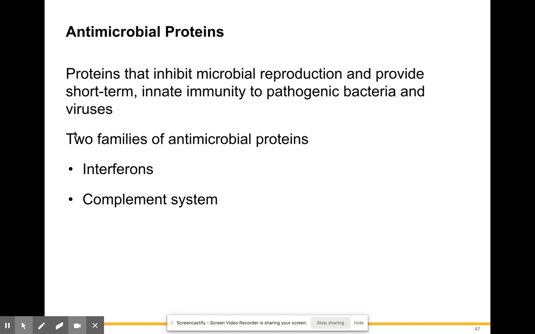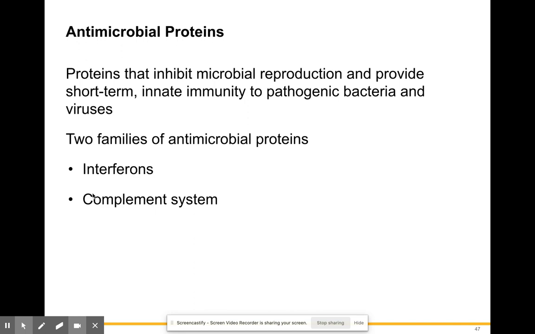So these antimicrobial proteins are short-term innate responses to bacteria and viruses. You have two basic families of these antimicrobial proteins. You have things called interferons, which are going to do exactly what you think they are. They're going to interfere with bacteria or pathogens. And then you have something called the complement system. And we'll talk about those a little bit more.